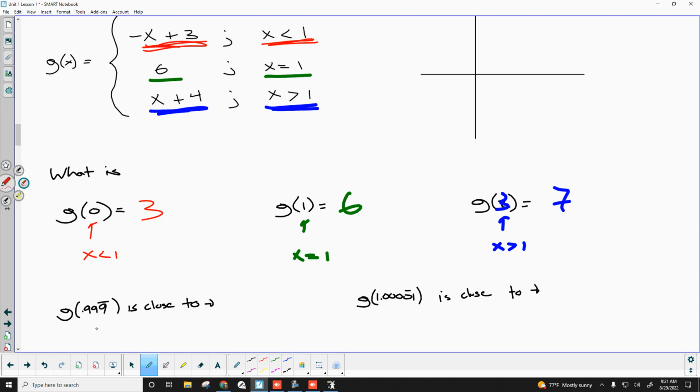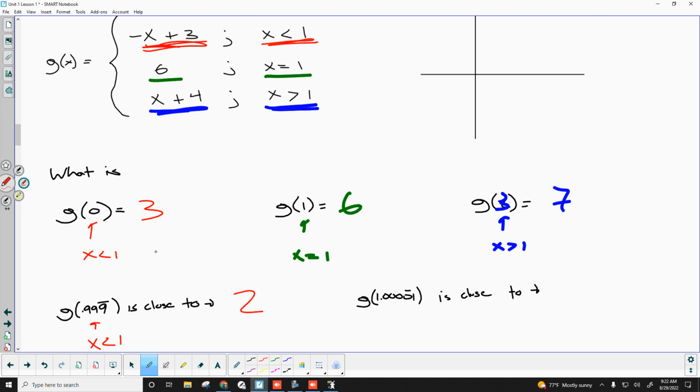What if I plugged in 0.9999 repeat? Well, this value is close to 1, but it's less than 1. A little bit less than 1. So I would plug it into the top piece. Now, if I plug in 0.999 repeated, it's essentially like plugging in 1. If I plug in 1 into this top piece, I get 2, negative 1 plus 3. Now, I really get like 2.0001 repeated, but again, I'm saying, what are we getting close to? What number are we very, very close to? Well, we're close to 2.